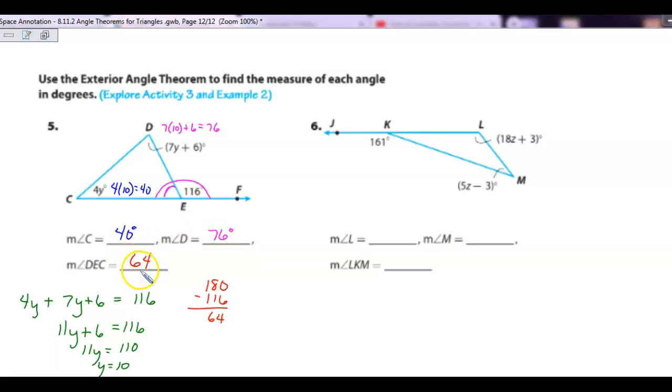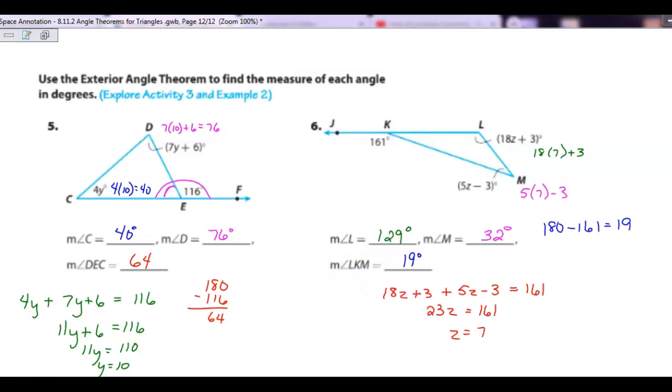Okay, take a look at number 6 and answer these three measures: the measure of angle L, the measure of angle M, and then the measure of LKM. Once I found that z is 7, I substituted in. I was able to find that the measure of angle L is 129 degrees, the measure of angle M is 32 degrees, and the measure of LKM, which is this one right here, is 19 degrees.